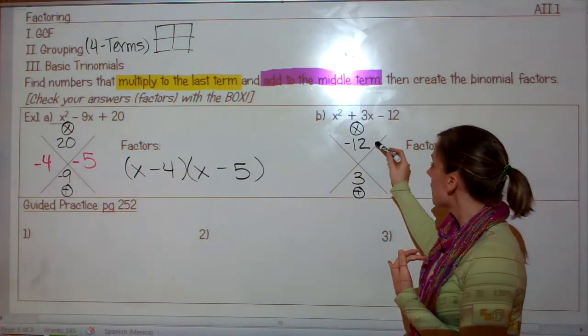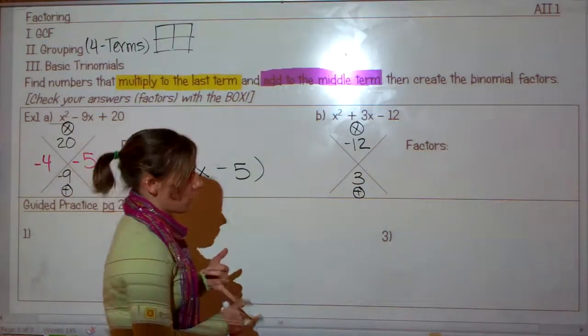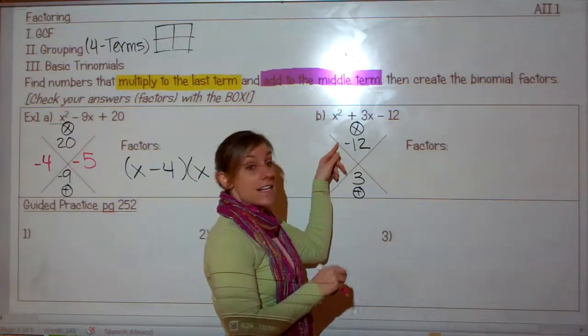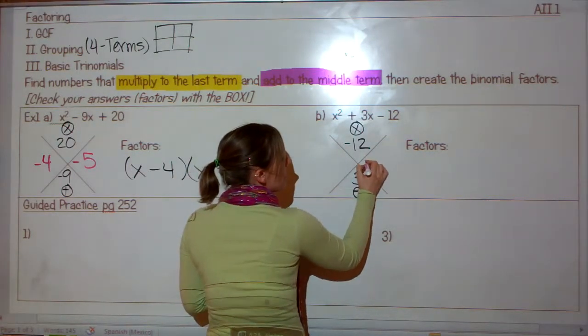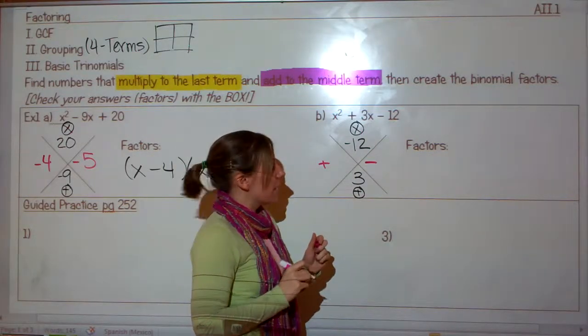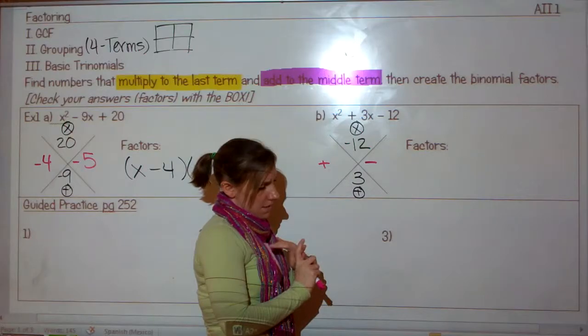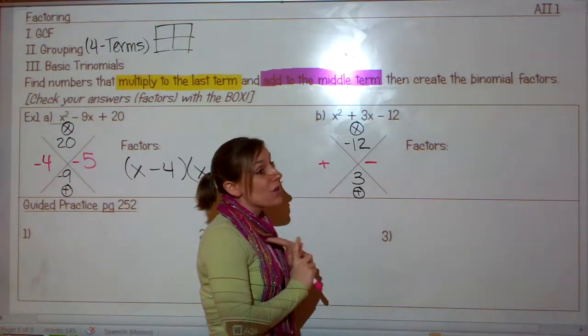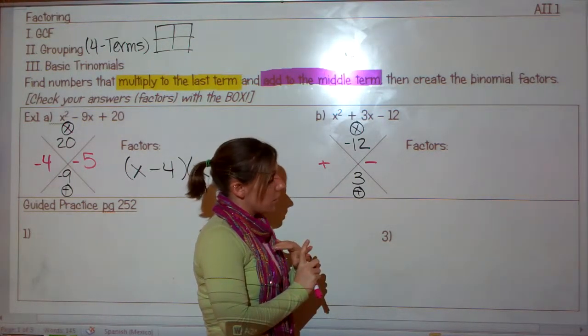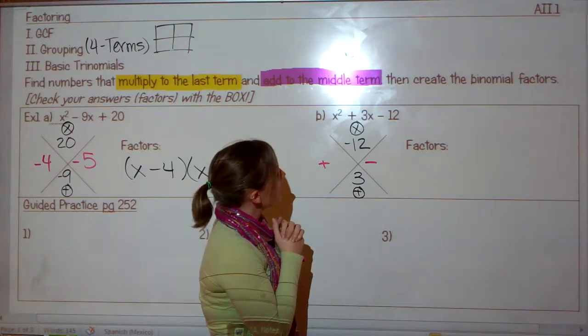Well, 1 and 12 do not add to 3. And in this case, since it's -12, that means one's going to be positive and one's going to be negative. You can keep that in mind because those multiply to a negative. So then 1 and 12 doesn't work. 2 and 6, that's close, that's a 4, so that doesn't work. 3 and 4 doesn't work, so it doesn't look like this one should factor.